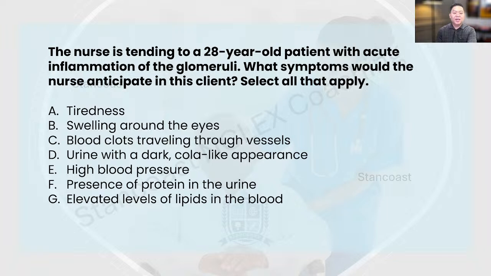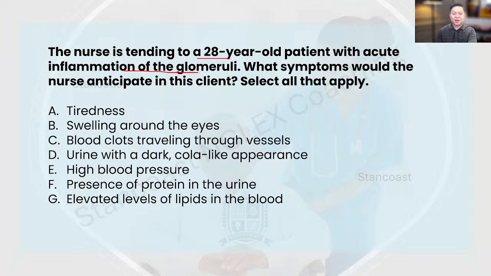Question number 3. The nurse is tending to a 28-year-old patient with acute inflammation of the glomeruli, which is basically glomerulonephritis. What symptoms would the nurse anticipate in this client? Select all that apply. 28-year-old patient with acute inflammation of the glomeruli, and we are being asked about what possible symptoms that we will be looking into this patient. We are going to answer as many answers as we can.